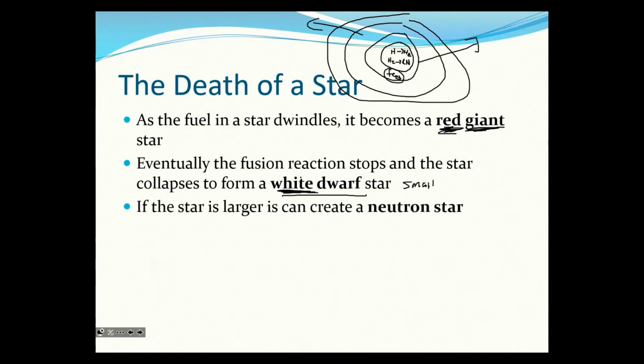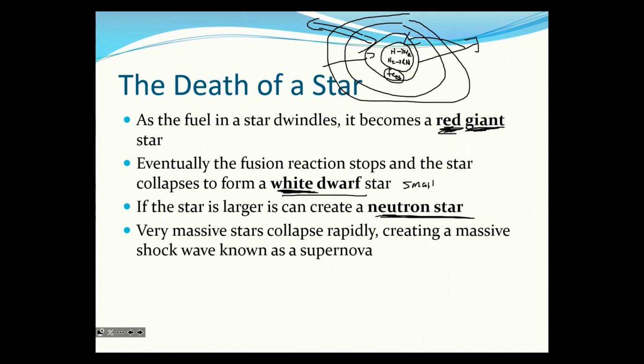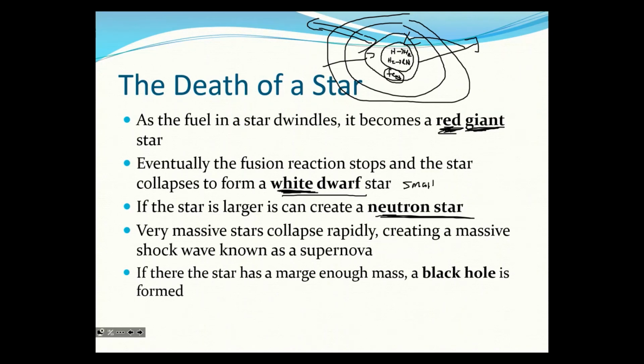If the star is larger, it can create something called a neutron star. So a neutron star is just a bigger version of a white dwarf. But if a star is really, really big, when it dies, all this matter sort of collapses into itself, and it creates something called a supernova, which is a massive shock wave that is sent through space. And what's going to be left behind of a super massive star is a black hole. So a black hole is only created from supermassive stars, and our sun isn't big enough. It would never create a black hole.